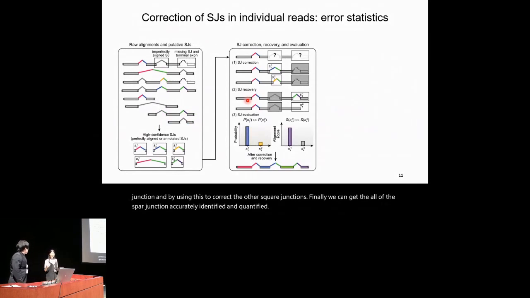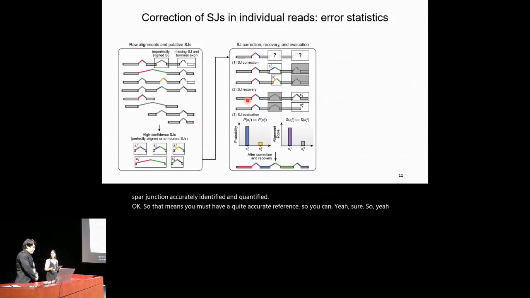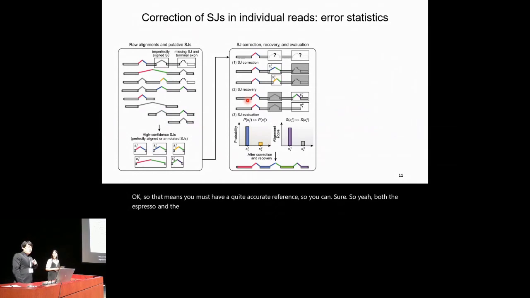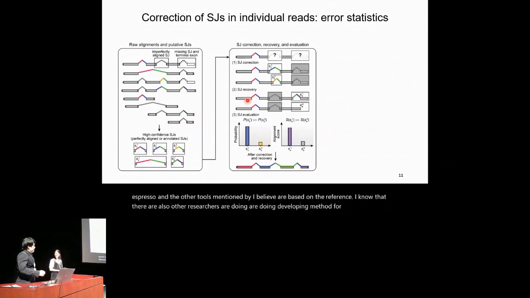Okay, so that means you must have a quite accurate reference genome, so you can apply it to human, mouse, those model organisms. Yeah, both ESPRESSO and the other tools mentioned are based on the reference. I know that there are also other researchers developing methods for a reference-free approach, but this work is not reference-free. I see. Thank you.